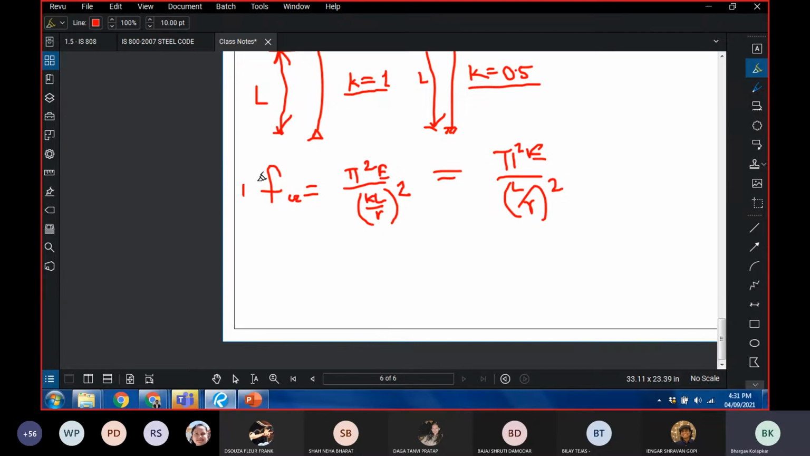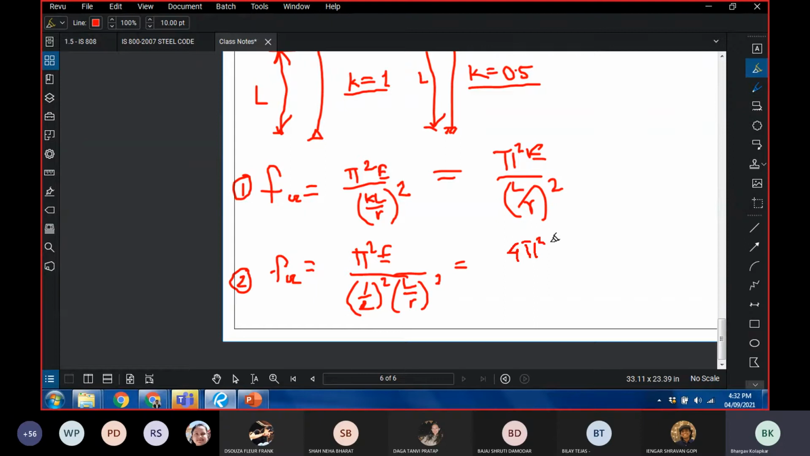Now for the second case, let us say this is our first case, this is our second case. For the second case, FCR is equal to pi square E upon KL. So K is 0.5. So I can write it as 1 by 2 square. And I just separate this L upon R square. So this turns out to be 1 by 2 square is 1 upon 4. 2 comes to the numerator. This is equal to 4 into pi square E upon (L upon R) square.